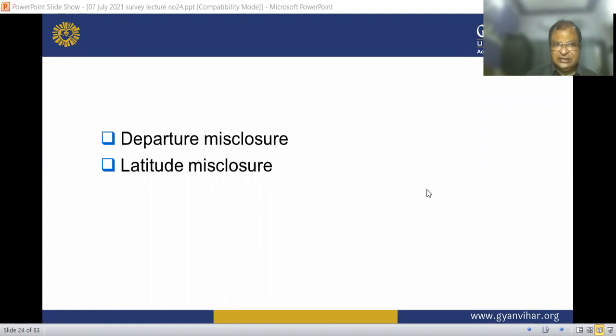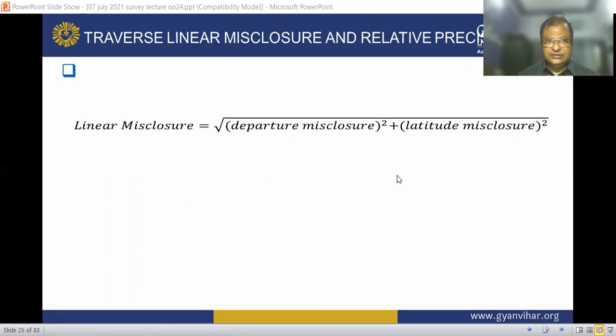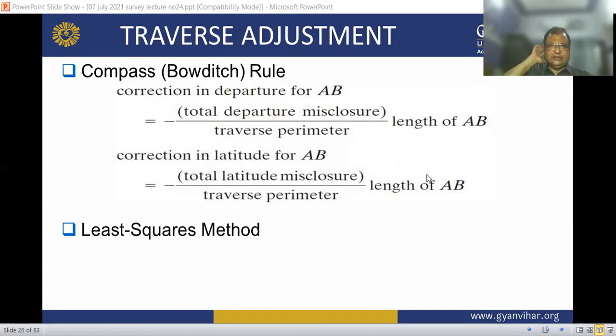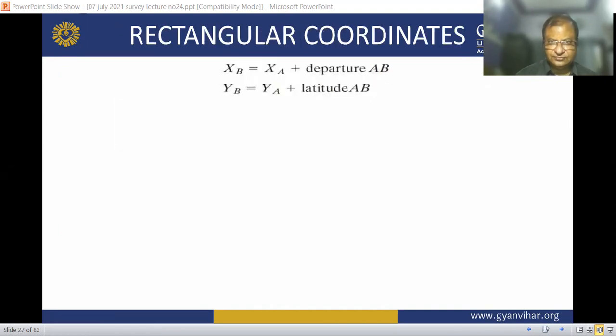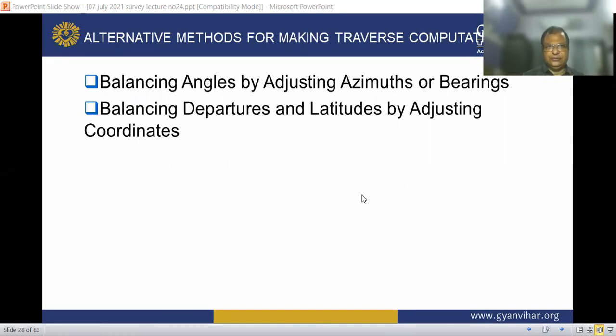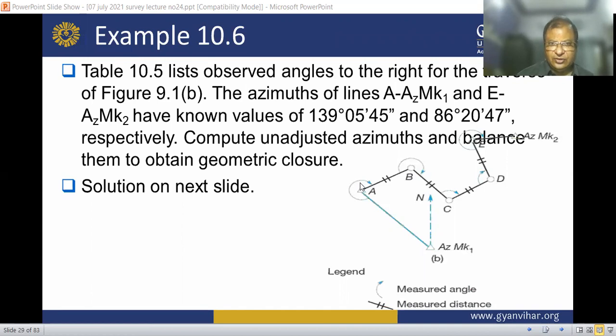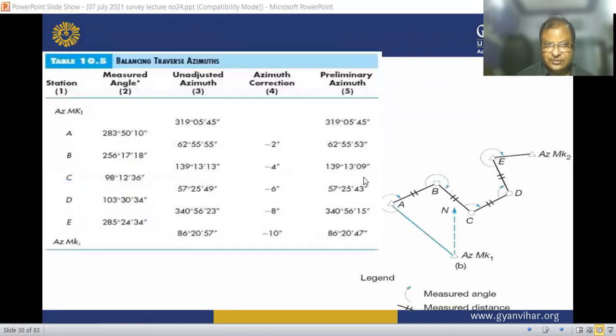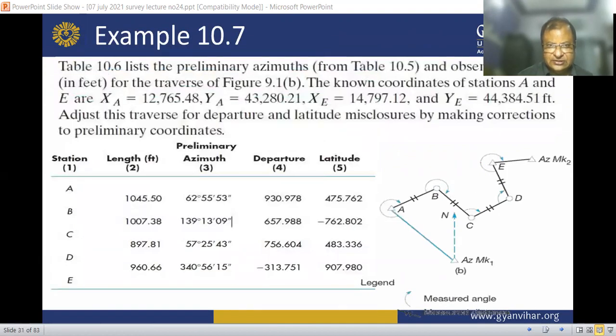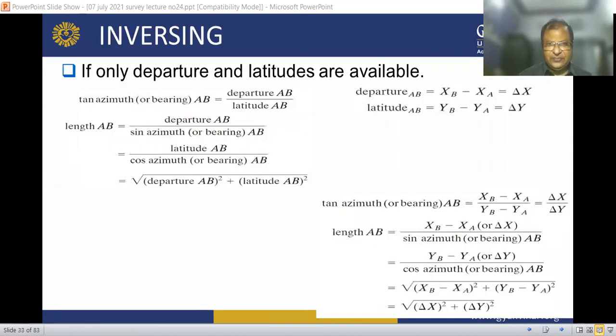Now we'll discuss departure misclosure and latitude misclosure. This is the traverse linear misclosure formula and traverse adjustment formula. This is the compass rule. This is the formula. If you want, you can note it down. Now, this is the example of traverse adjustment; this is also an example.